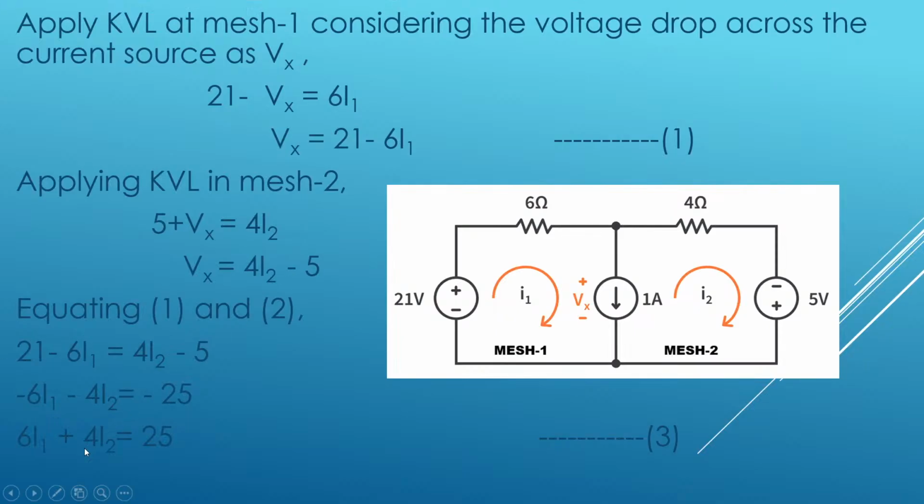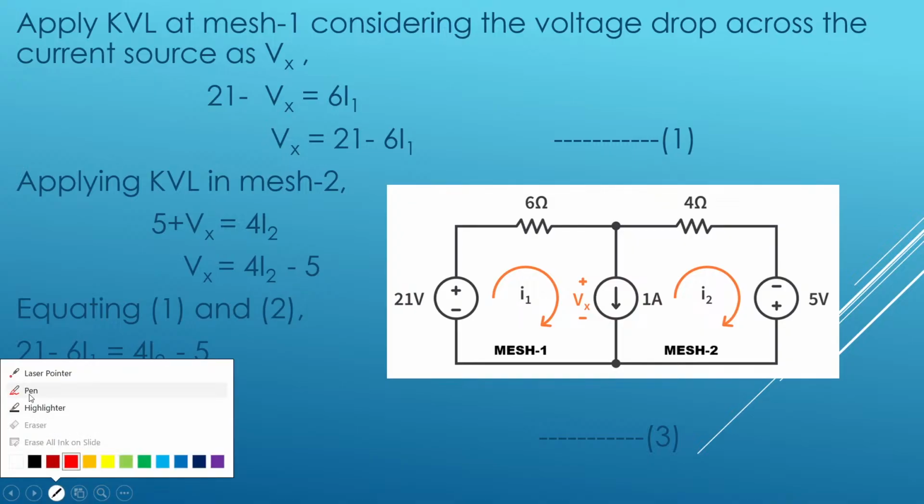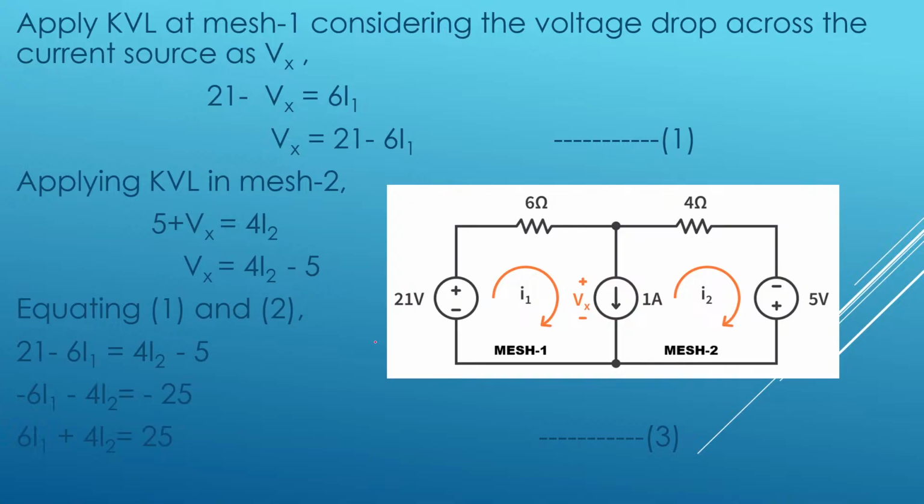So see here, applying mesh current, KVL in mesh 1. Just observe mesh 1: 21 volts, Vx and 6 ohms. That's it, three elements are there. The positive of Vx is upward, and the positive of the source is upward. So currents will be opposite if they are coming out of this. So both are opposite. So 21 minus Vx is equal to voltage drops in the passive elements.